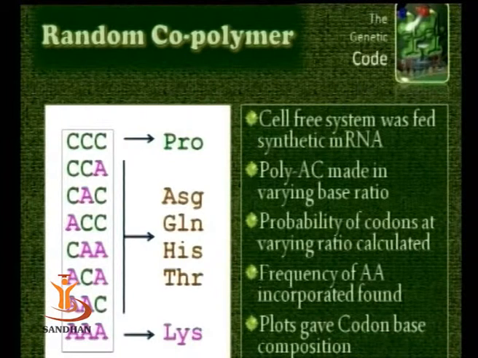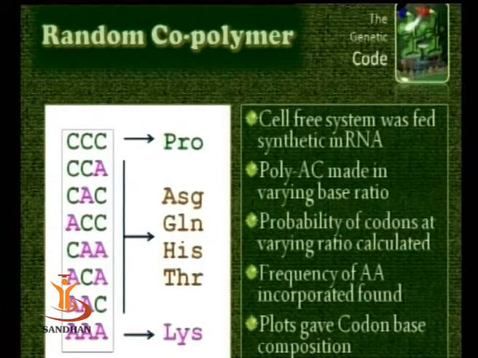The third approach was using random copolymers. They selected two kinds of nucleotide monomers, namely A and C, and mixed them in different ratios, like a 50-50% ratio, or 10% or 90% ratio, and they calculated the net frequency of occurrence of specific codon sequences, as shown in this diagram: probability for CCC, CCA, CAC, likewise. This can be calculated statistically.